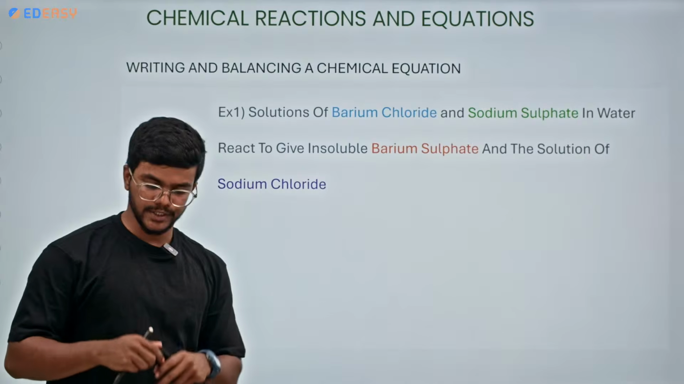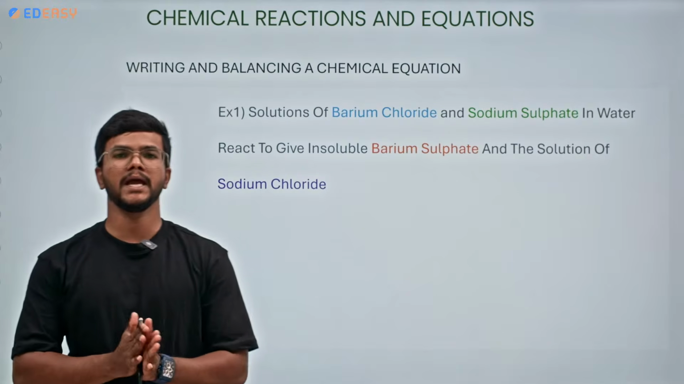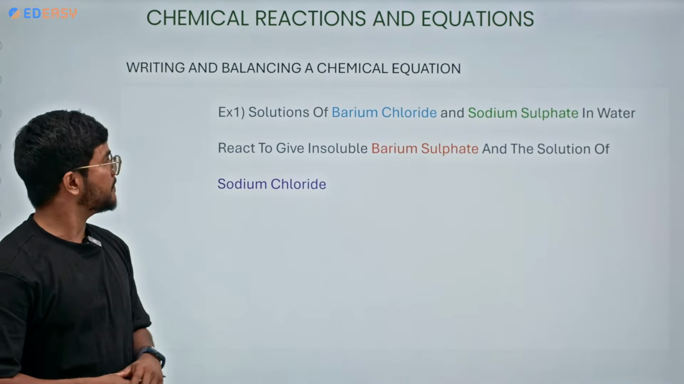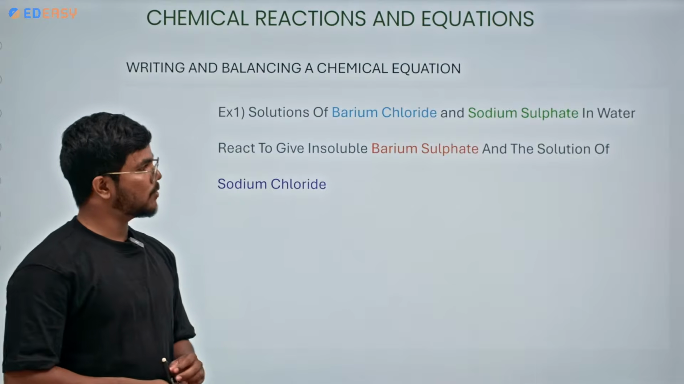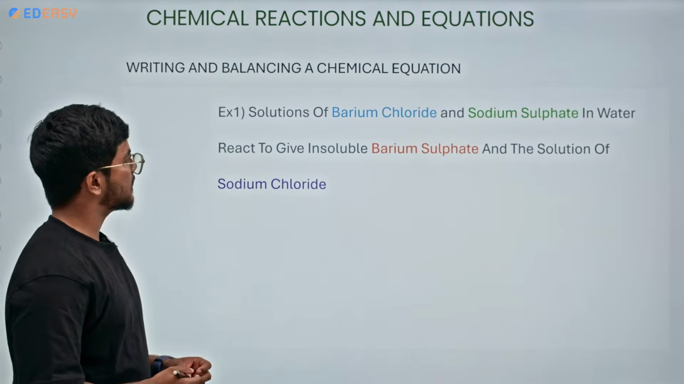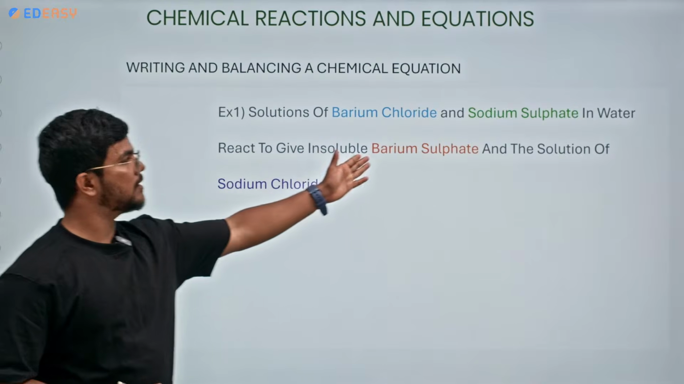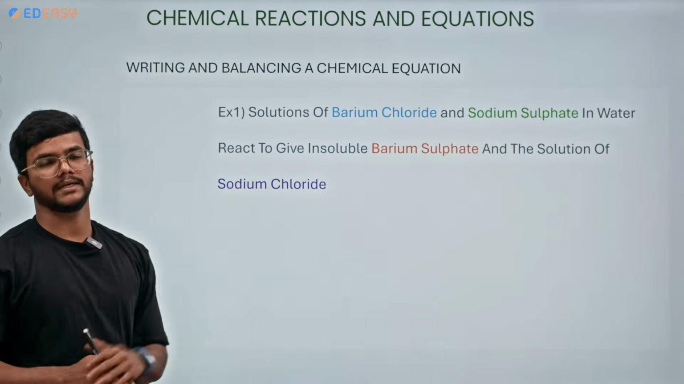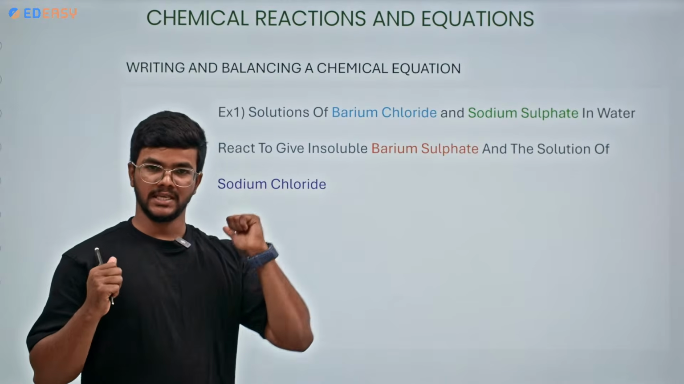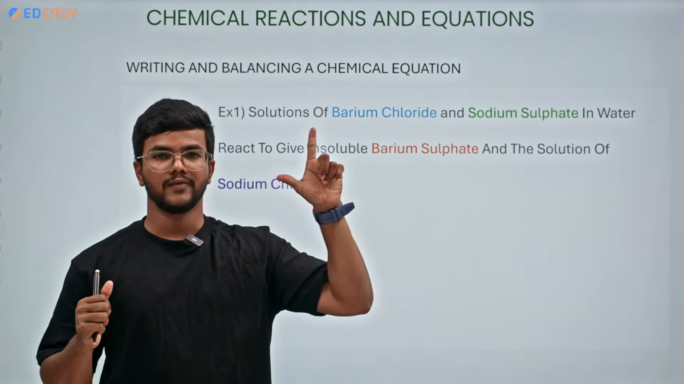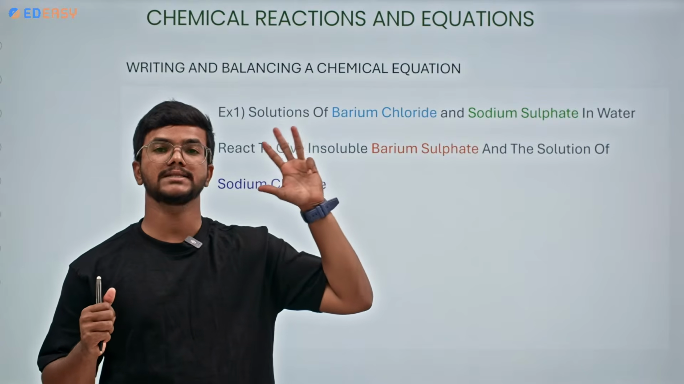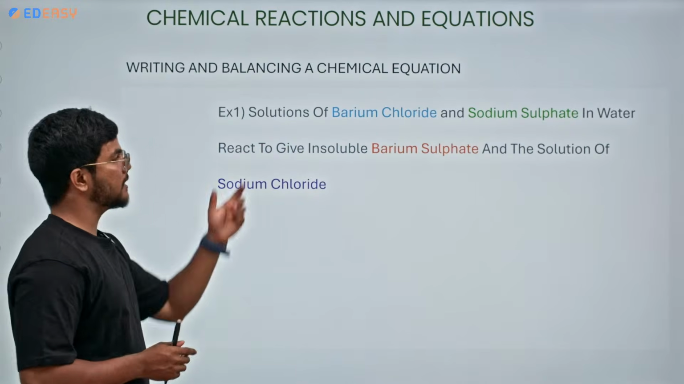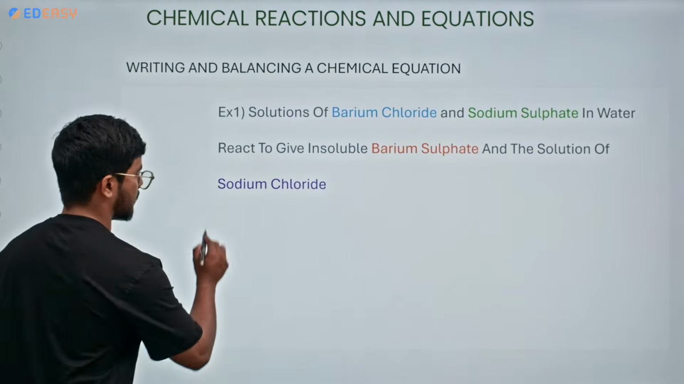Next, writing and balancing chemical equations. There is another question about writing and balancing chemical equations. This is from the textbook, so just go through the textbook and you can find this question. A solution of barium chloride and sodium sulfate in water reacts to give insoluble barium sulfate and a solution of sodium chloride. So how can we write barium chloride? With the basics: electronic configuration, valency, cations and anions, and lastly the crisscross method.